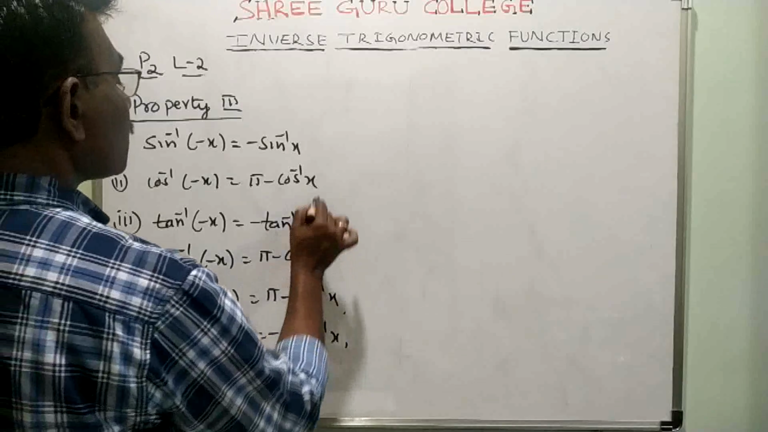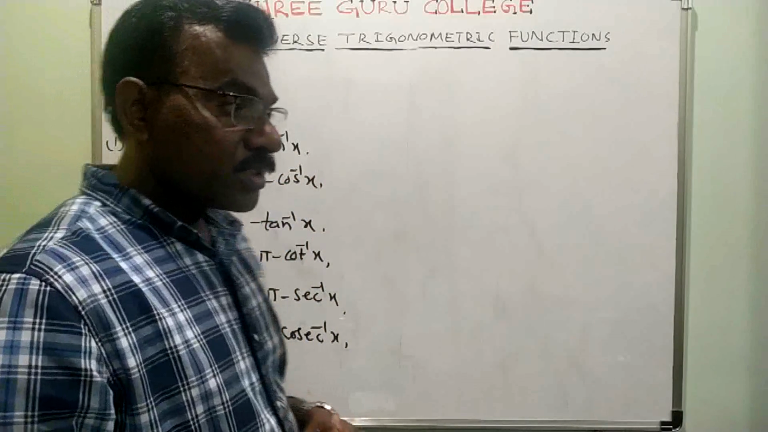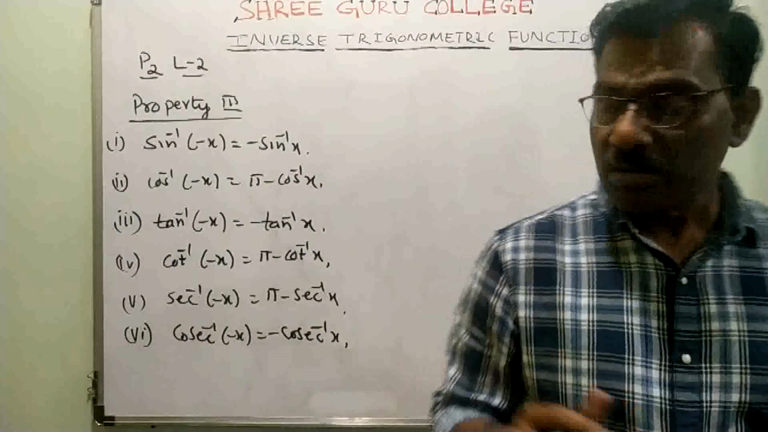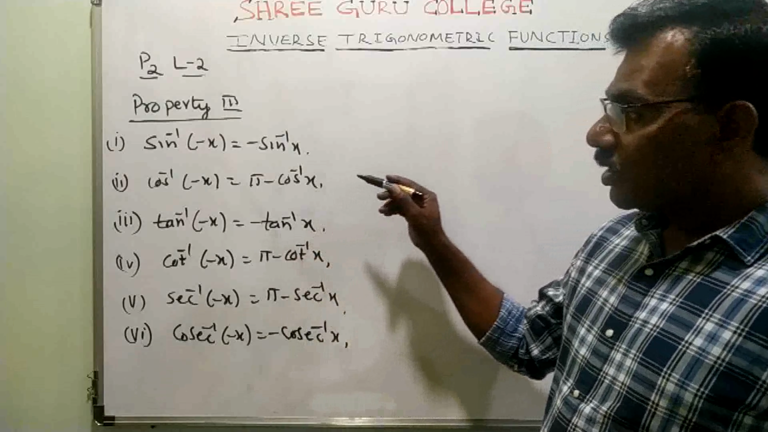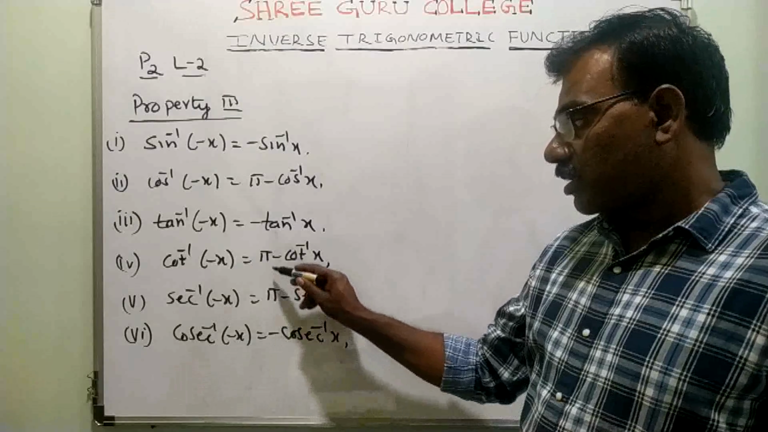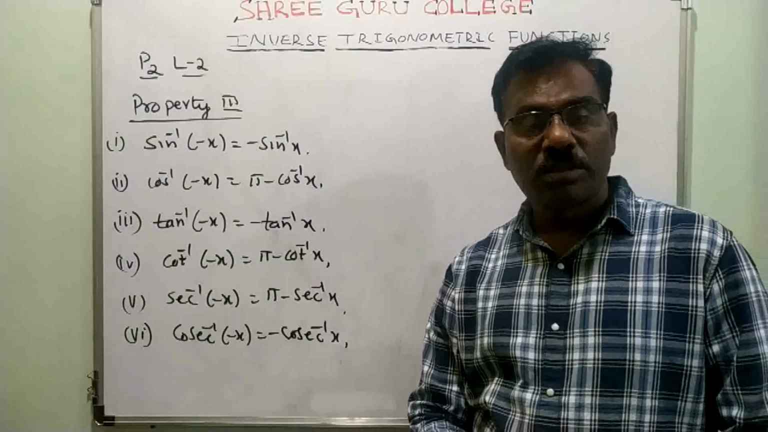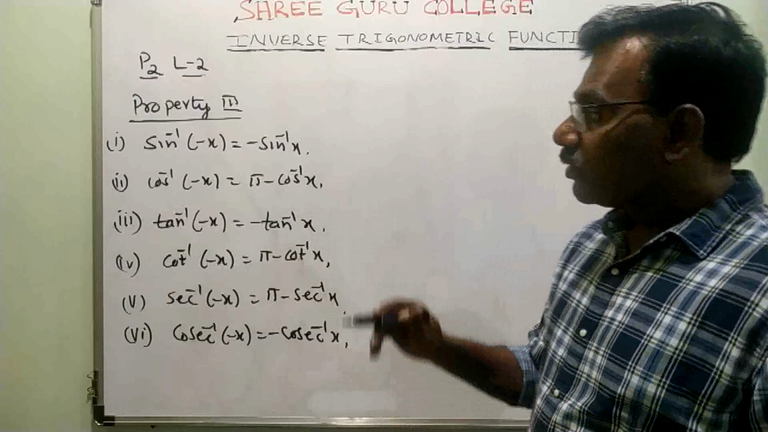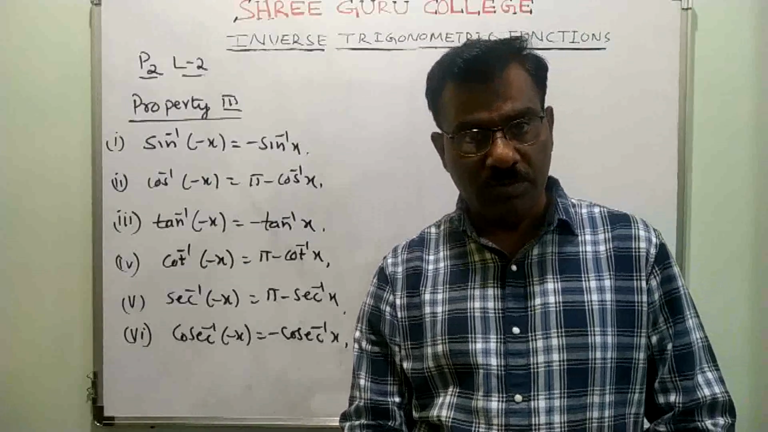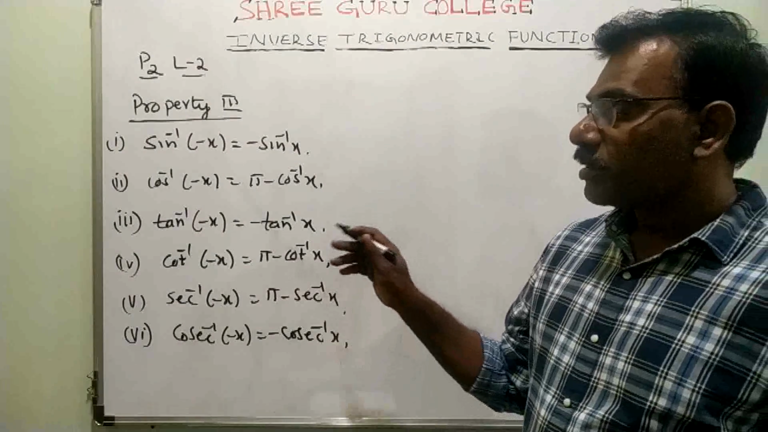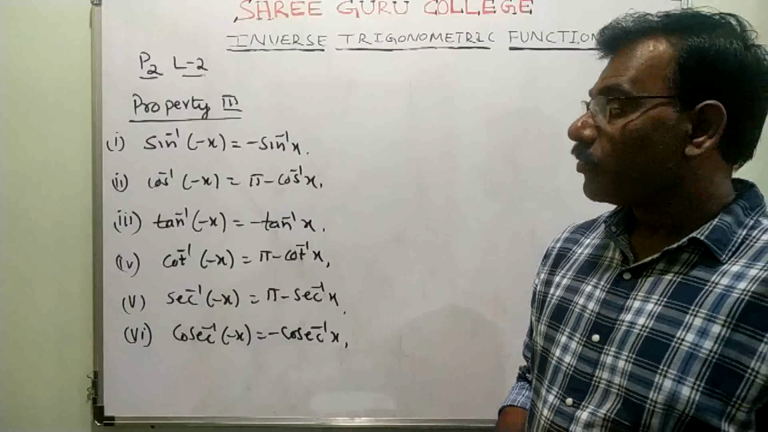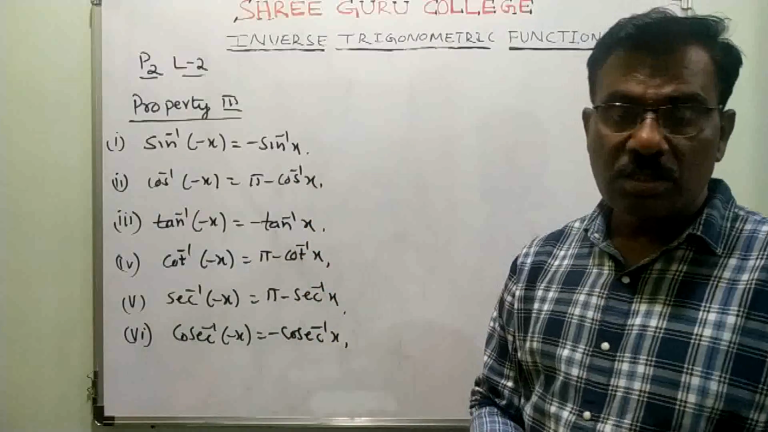So these are the properties for the negative domain. How many are pi minus? Cos inverse of minus x, secant inverse of minus x, and cot inverse of minus x are pi minus, because they are in the second quadrant. Sin inverse, tan inverse and cosec inverse of minus x are negative, because they come in the fourth quadrant. Three are in the fourth quadrant and another three are in the second quadrant. Wherever it is pi minus, it comes in the second quadrant.